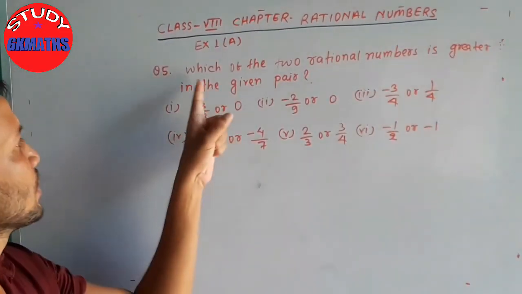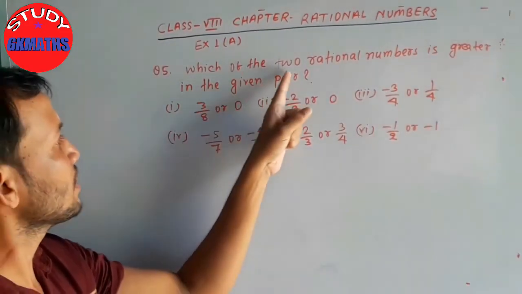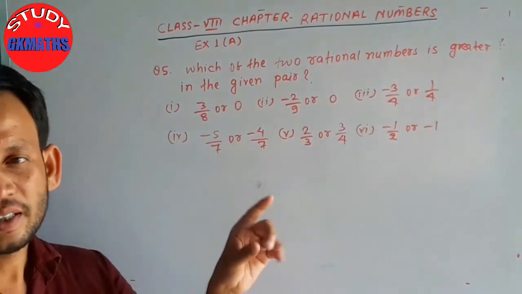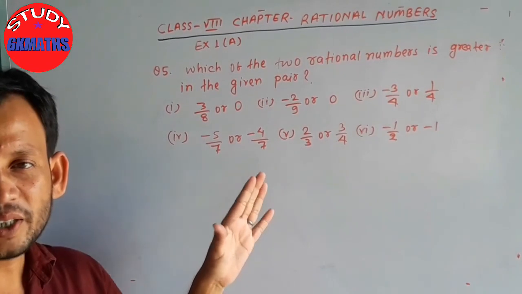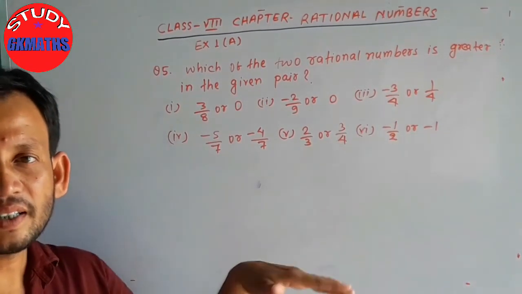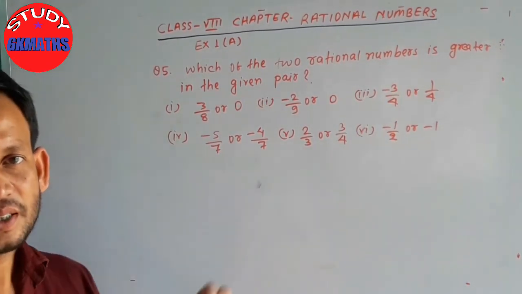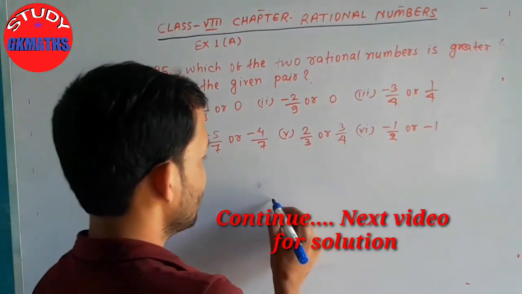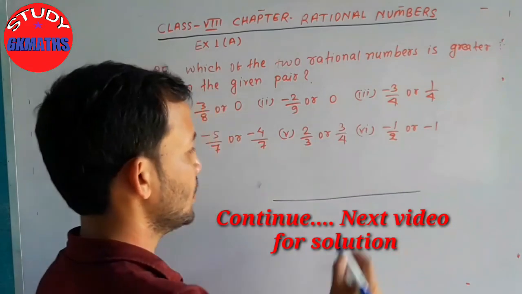Question number 5. Which of the two rational numbers is greater in the given pair? Each question contains a pair of rational numbers. You will find the greater rational number. Simply, I take one example in line.